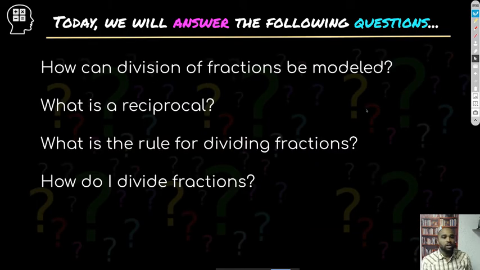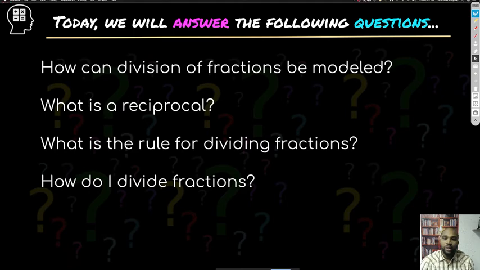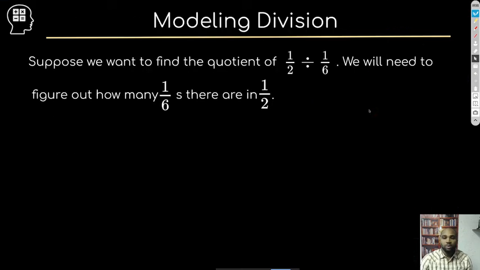First, we're going to start with our questions as we normally do. How can division of fractions be modeled? What is a reciprocal? What is the rule for dividing fractions, and how do I divide fractions? Let's jump to it. So suppose we want to find a quotient of 1/2 divided by 1/6. Quotient means the answer for a division problem, right? We will need to figure out how many 1/6s there are in a half. That's in essence what this is saying: 1/2 divided by 1/6. So how many 1/6s will fit into 1/2?